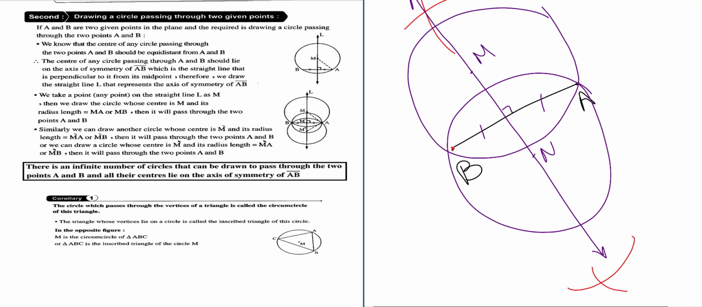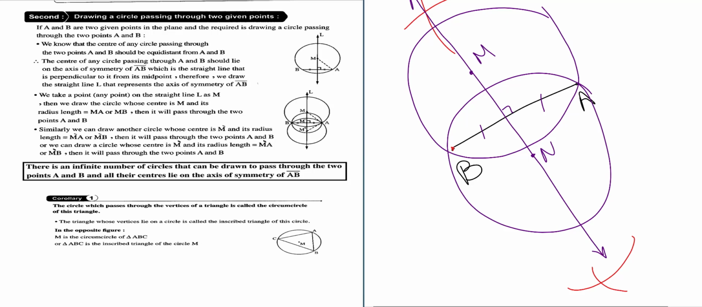And if we know the radius length of the circle, then we can draw only 2 circles. But we have here some special cases. If the radius length of the circle that passes through the 2 points is bigger than half the distance between them, then we can draw 2 circles like this circle from up of the line segment and down of the line segment with the same radius.